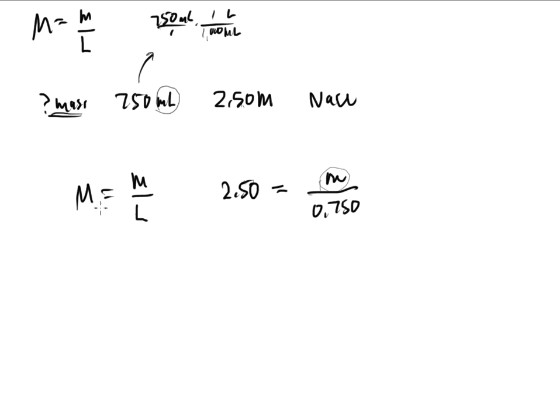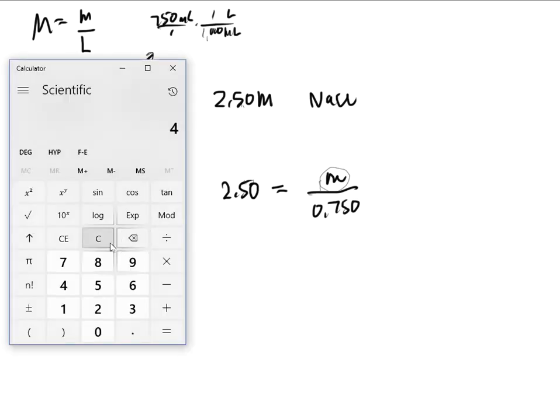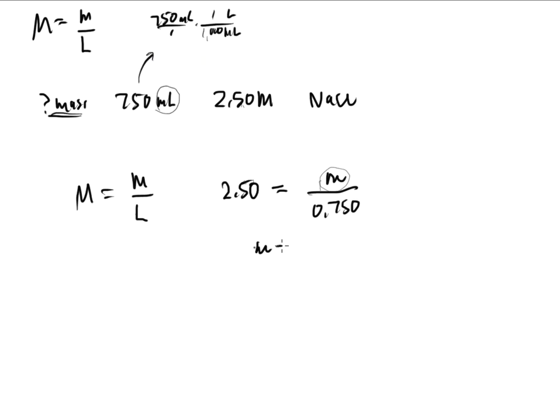Okay, so I'm going to bring up the calculator. I'm going to take 2.50. I'm going to multiply by 0.750 and hit enter. And I get 1.875. So M, which represents mole, 1.875 moles of NaCl. That's telling me how much I need to weigh out, right?